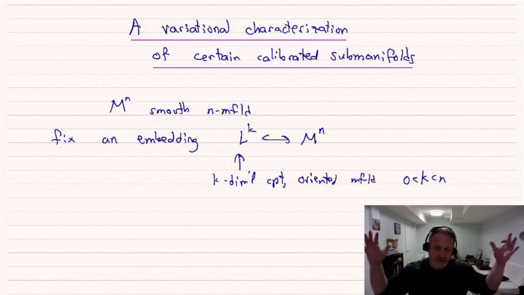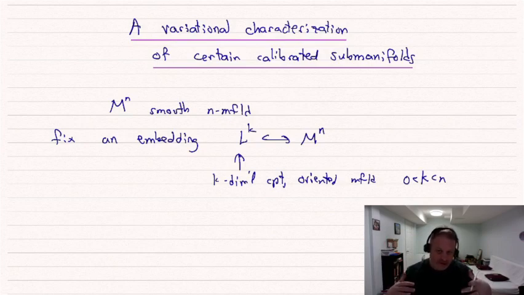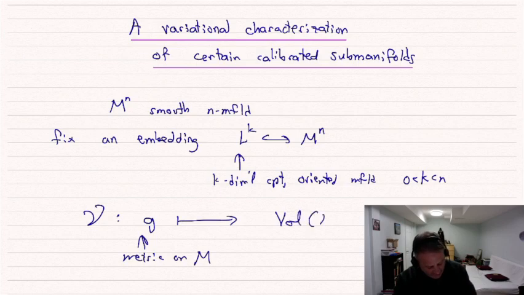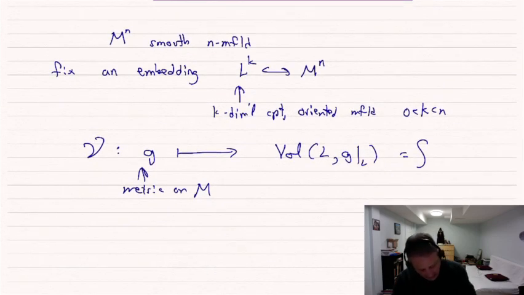If we had a Riemannian metric on M, of course it induces a metric on L by restriction, and because L is oriented, we get a volume form on L, and because L is compact, we can integrate that volume form over L to get the volume of L. So we have a functional which takes a metric on M, a metric upstairs, and gives us the volume of L with respect to g restricted to L. So it's the integral over L of the volume form of L.